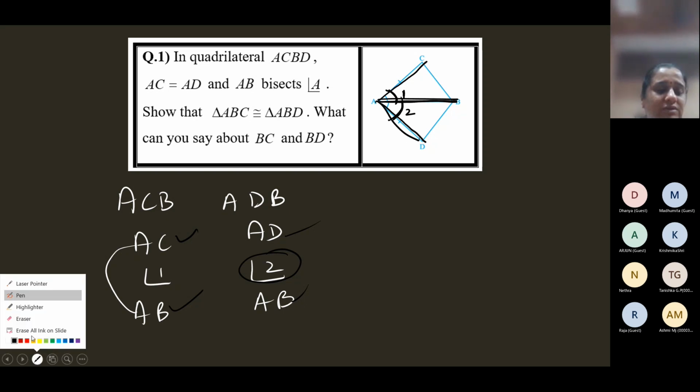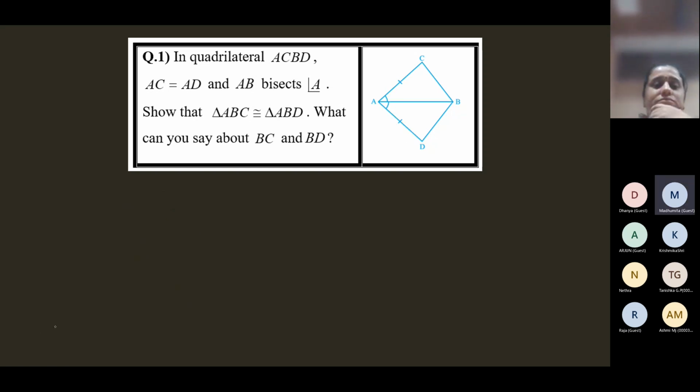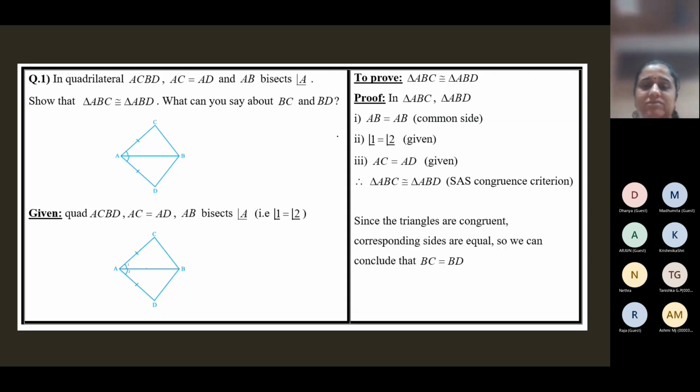So what's the rule, Madhumita? Ma'am, it's ASA congruence rule. No, ma'am, SAS congruence rule. That's all it is. So once they're congruent, BC is equal to BD because they're the corresponding sides. Write down, children. Please write down.